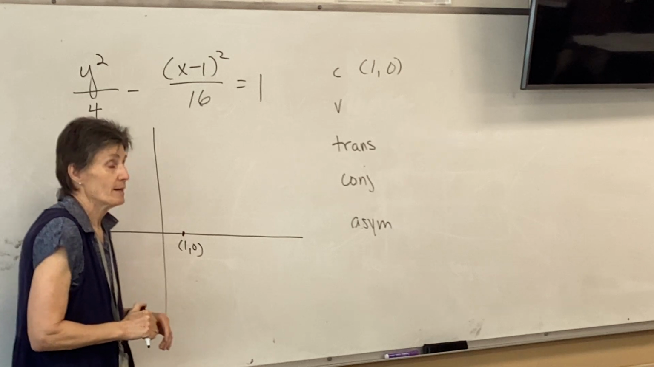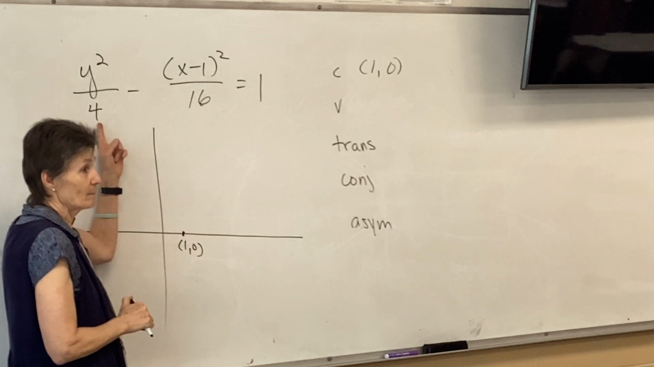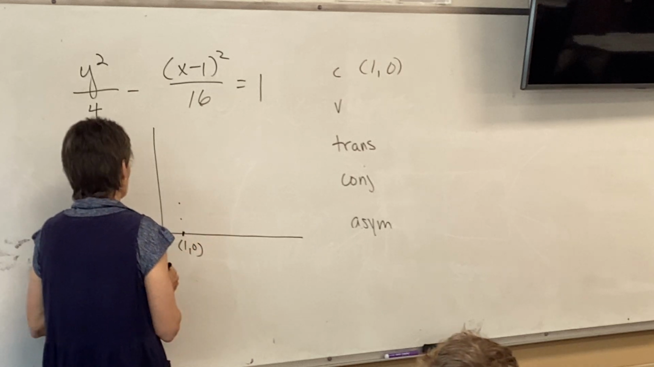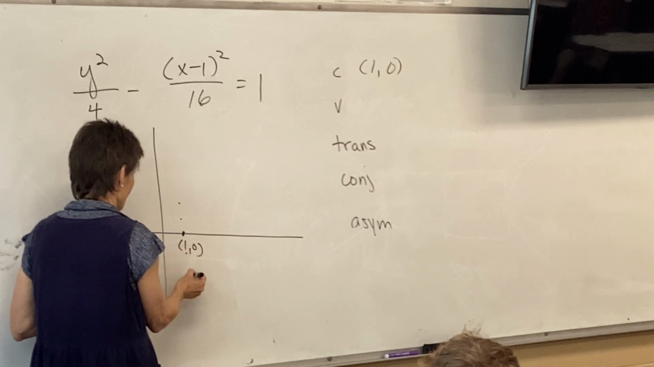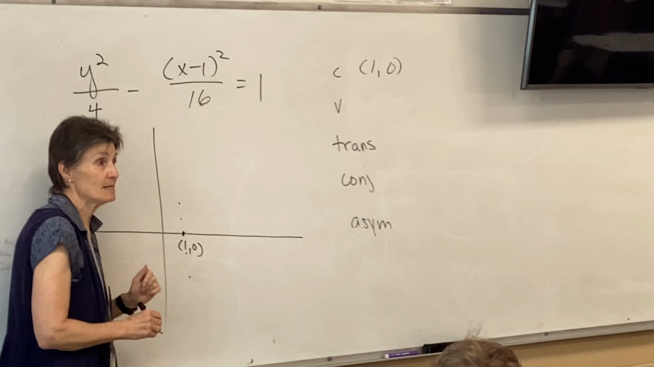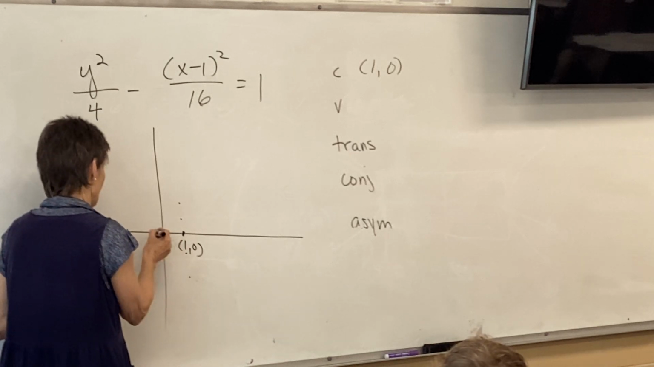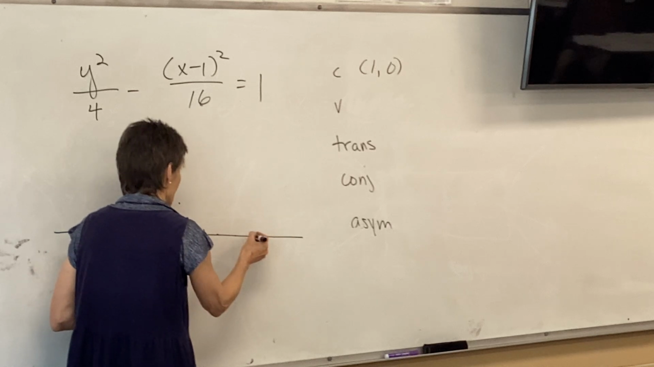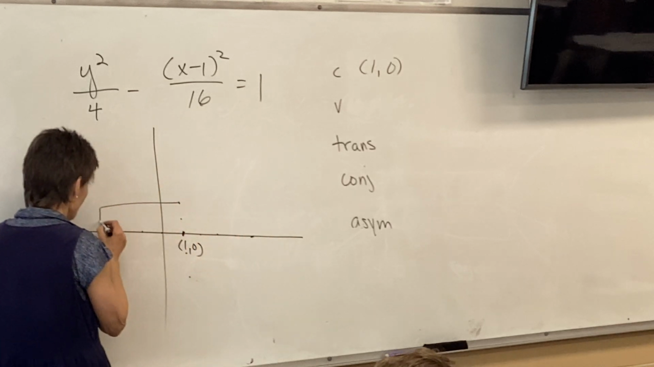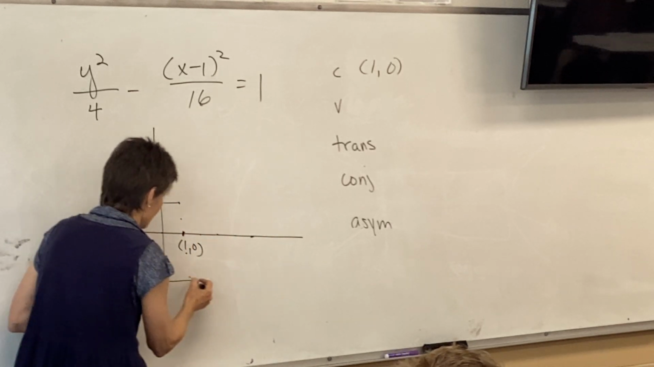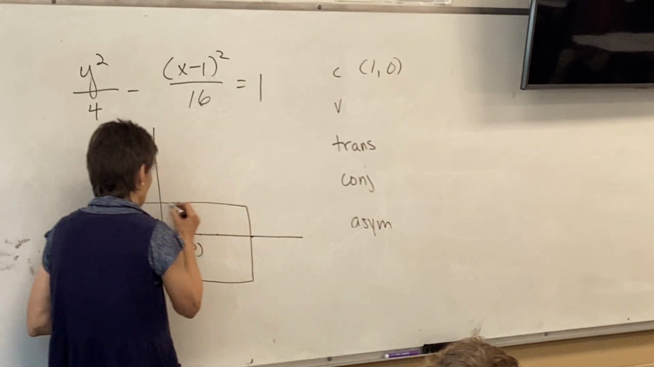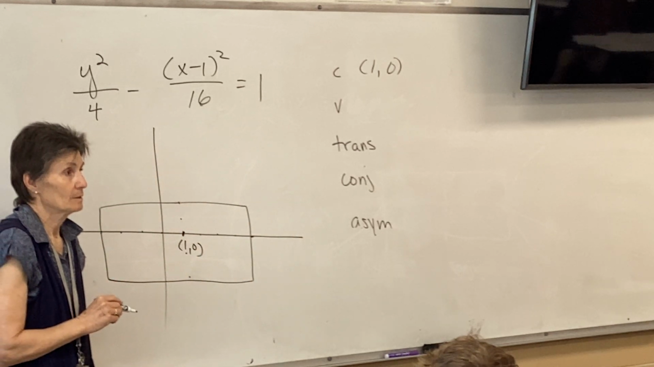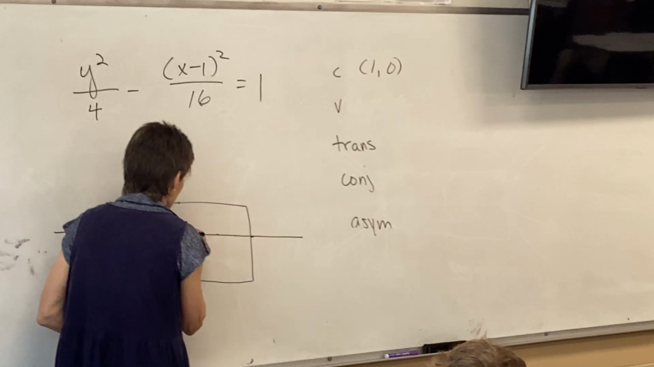Okay. All right. Now, what does that 4 tell me to do? Go up 2 and down 2. And then the 16 tells me to go right or left 4. And then I can build my box through those points. Right? Yeah, you told me that. And then I can draw in my asymptotes.